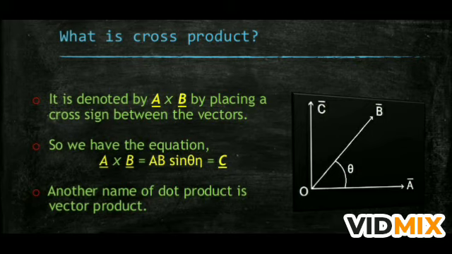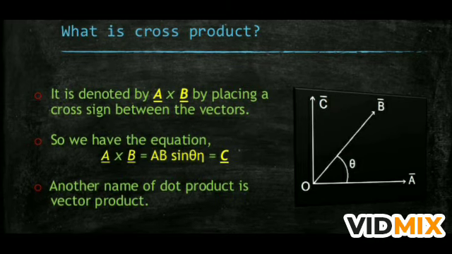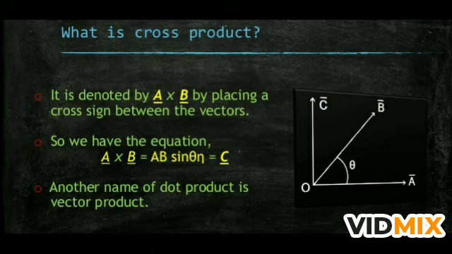So what is the cross product? It is denoted by a cross b. You see in between a and b there is a cross sign, placed between the vectors. We have the equation a cross b is equal to ab sin theta times c. If you see in the diagram, c is perpendicular to the plane of a and b, so c is the direction of the product of a and b. So we can write a cross b is equal to c also. c gives the direction and the value for the given two vectors.